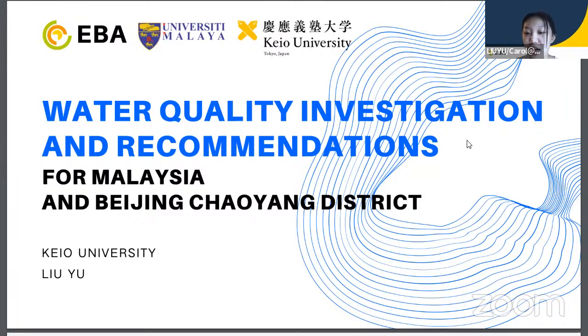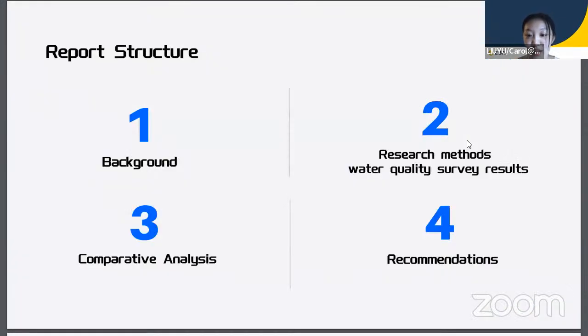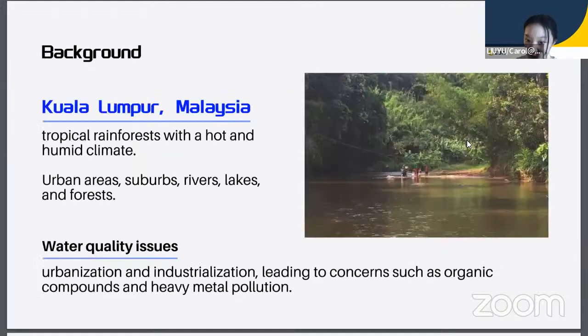So today we are going to talk about the research findings and recommendations on water quality in Malaysia and Beijing's Chaoyang district. I will break it down into 4 parts: the background and the research method, some key findings, the comparison of the water quality issues and the policy, and lastly, the recommendation. So at first, let's start with the background. Malaysia has a hot and humid climate with rainforest, while Beijing Chaoyang district experiences seasonal change. So this difference creates the water challenge.